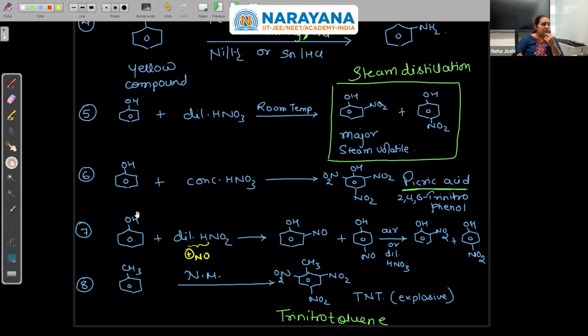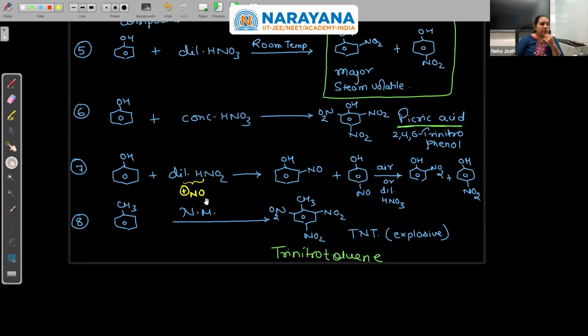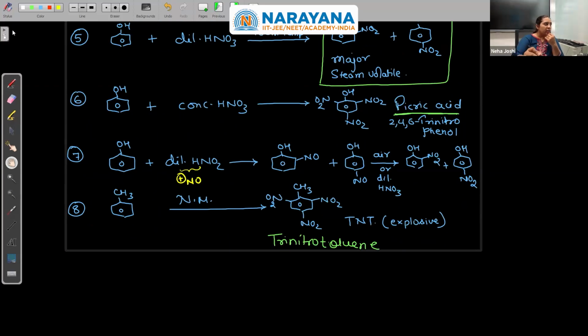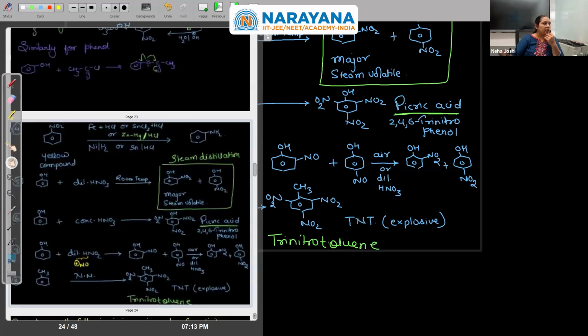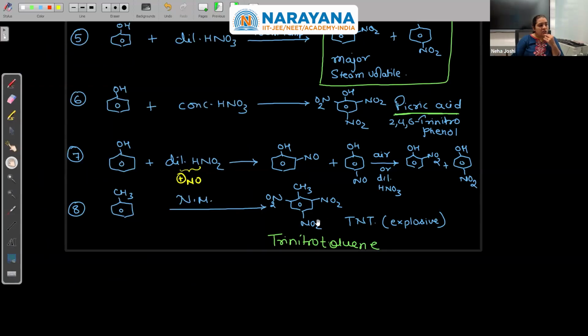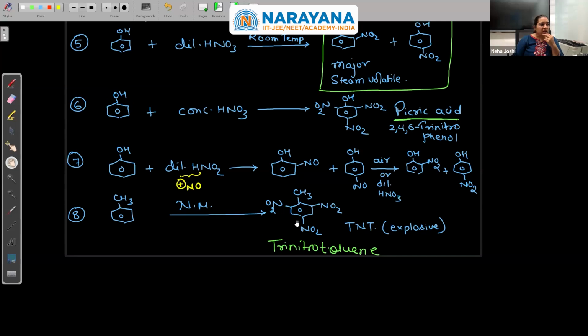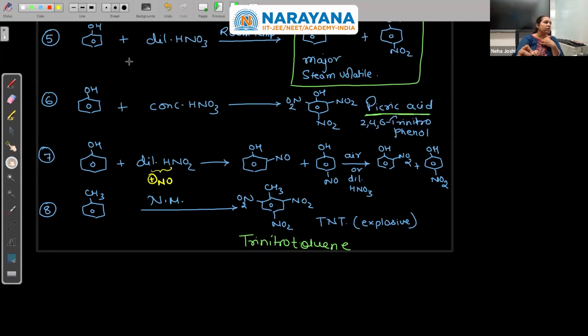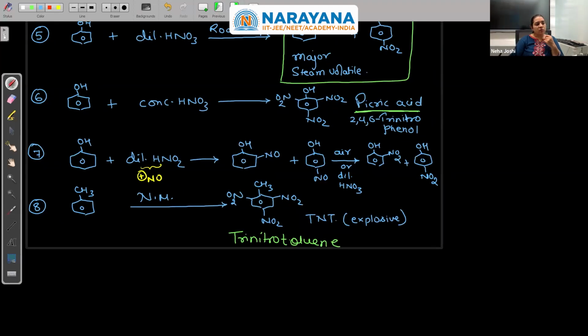Okay, last here: toluene we treat with nitrating mixture. Then we get TNT, trinitrotoluene. Now, as I said, for making trinitrobenzene we will have another method. So what we do is, we treat it now with KMnO4. So it will become COOH with NO2, NO2 and NO2.